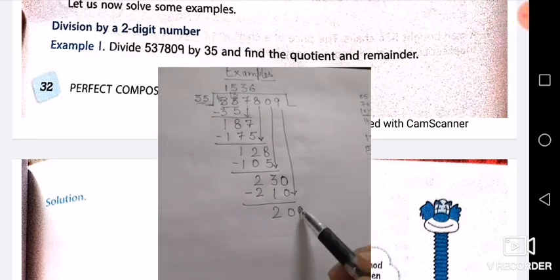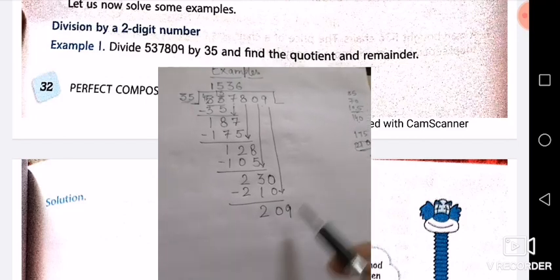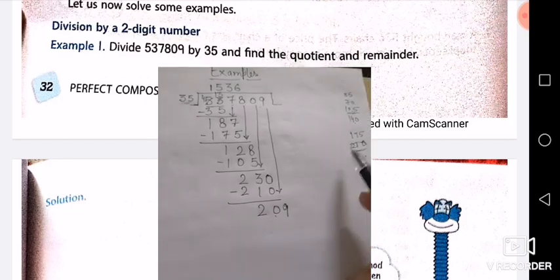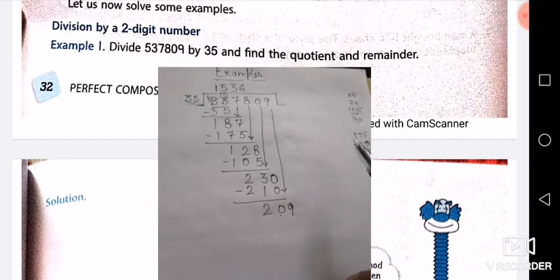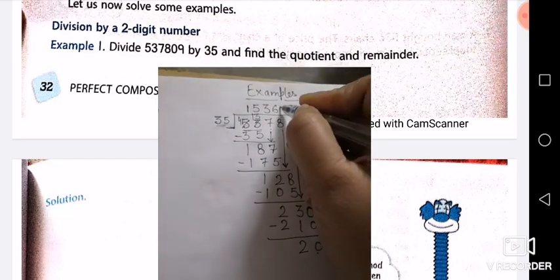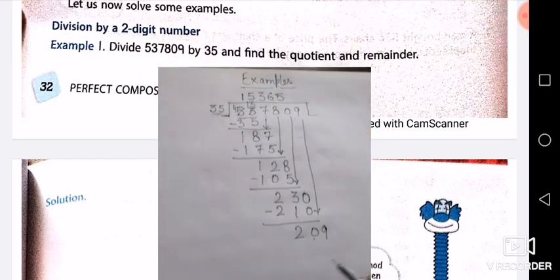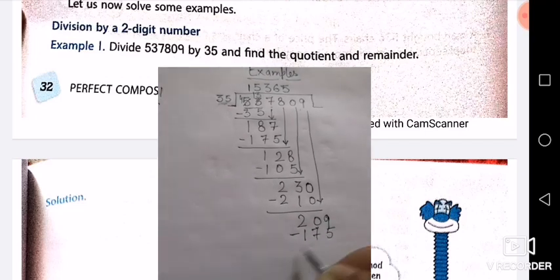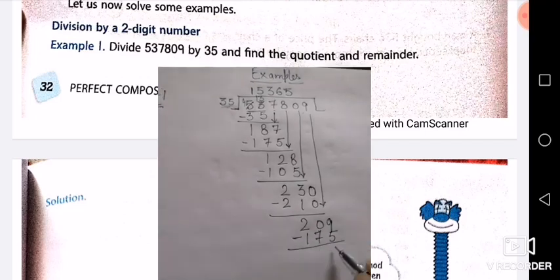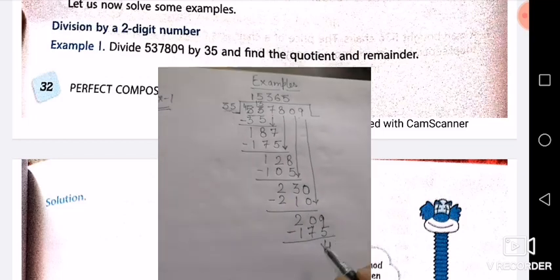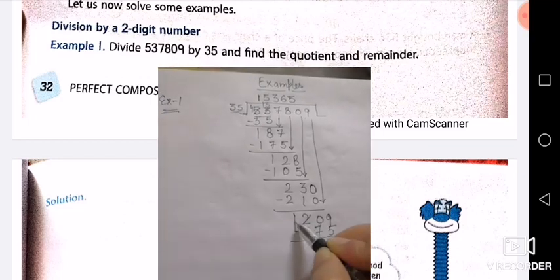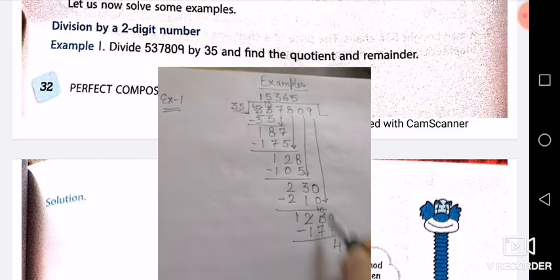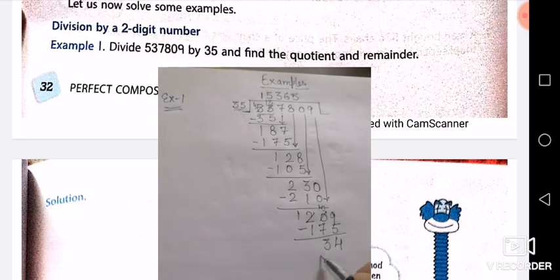But we cannot take a bigger number than this number. So which number will we take? We will take 175, which is 5 times. So we'll write here 5 times, minus 175. Now we'll do the subtraction here. 9 minus 5, 4 you will get. And this will become 1 and this will become 10. 10 minus 7, you will get 3.